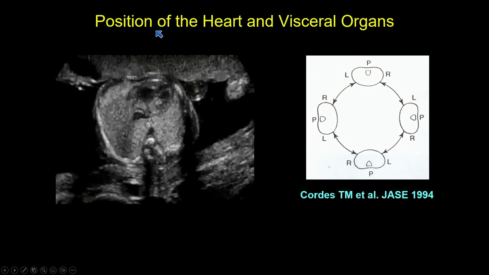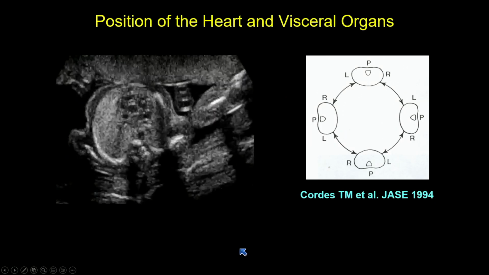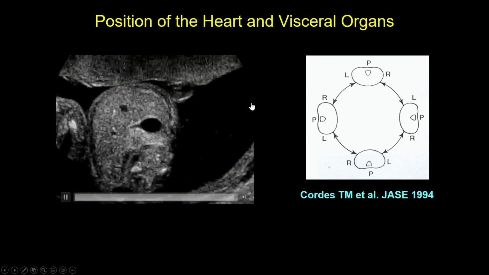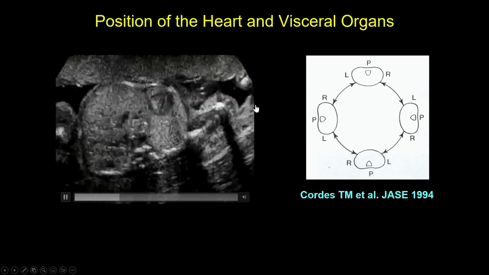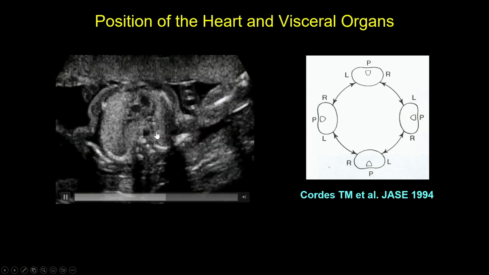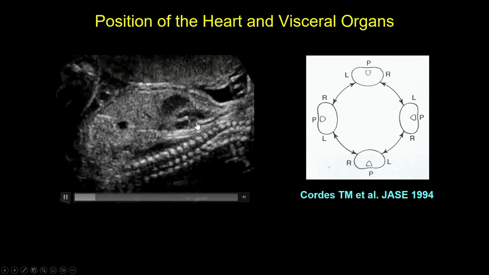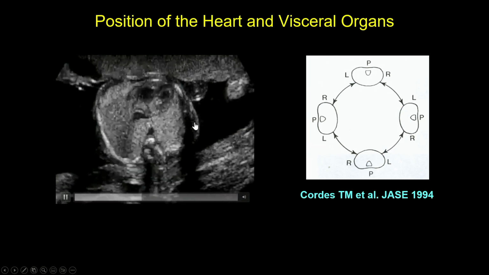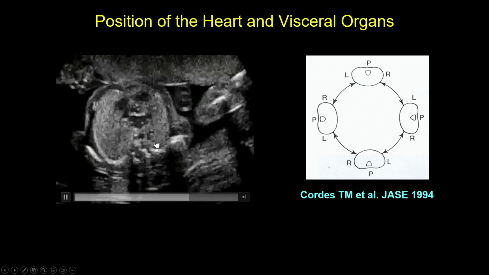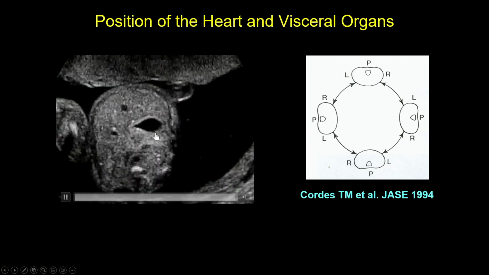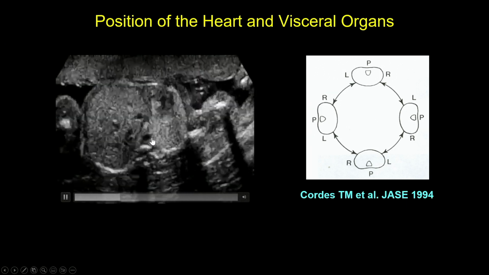So this is an example of what I just explained. The head was on the right, we turn it clockwise, the spine is here, the heart is pointing to the left, the stomach is on the left, the descending aorta is on the left, the aortic arch is on the left. Echo is done, two minutes.